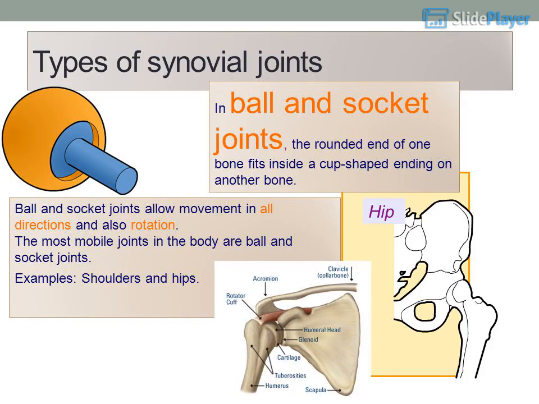Types of synovial joints. In ball and socket joints, the rounded end of one bone fits inside a cup-shaped ending on another bone. Ball and socket joints allow movement in all directions and also rotation. The most mobile joints in the body are ball and socket joints. Examples: shoulders and hips. Describe ball and socket joints at the hip and shoulder. Discuss the movements possible at these joints. How do they help during sport?